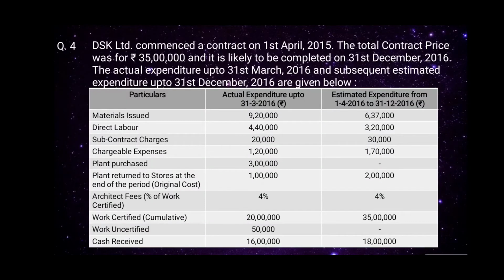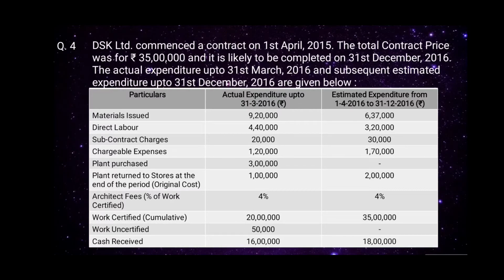So let us start with question number 4. DSK Limited commenced a contract on 1st April 2015. The total contract price was rupees 35 lakhs and it is likely to be completed on 31st December 2016. The actual expenditure up to 31st March 2016 and subsequent estimated expenditure up to 31st December 2016 are given below.